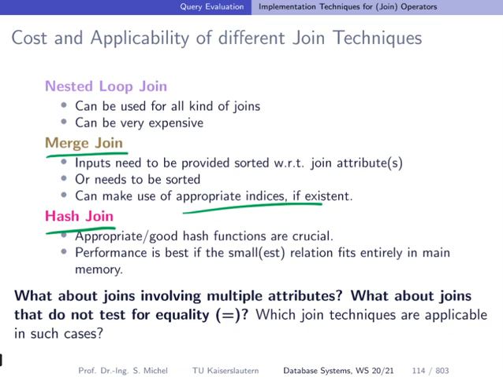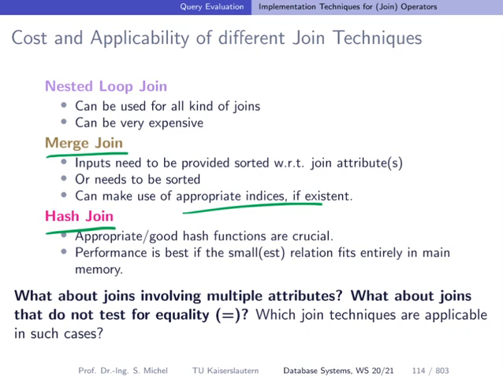Then last we looked at hash join, and as you probably guessed already, the good choice of a hash function is crucial. First of all, it has to make these partitions which fit in memory, and then second, you have to come up with a second hash function H2 in order to make the join computation over these hash partitions.